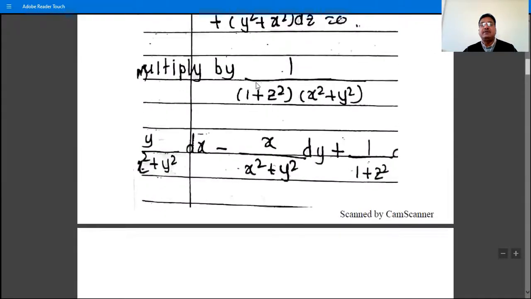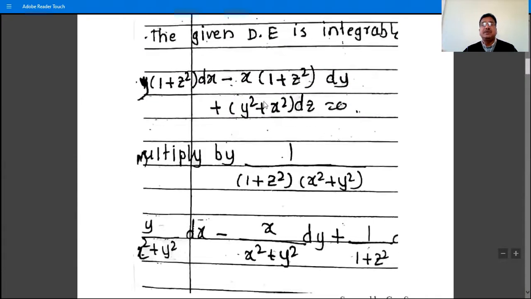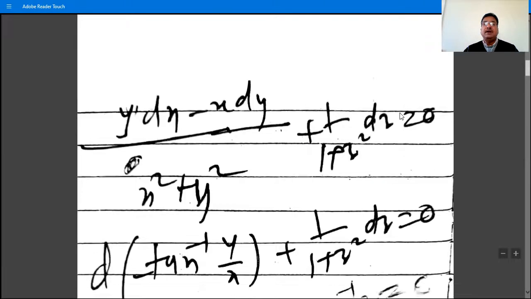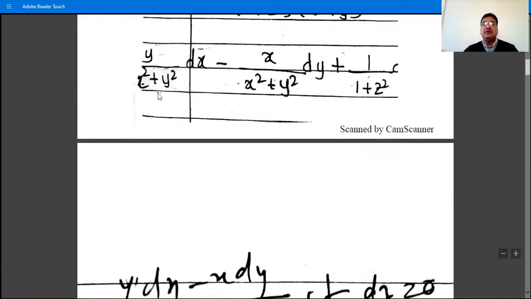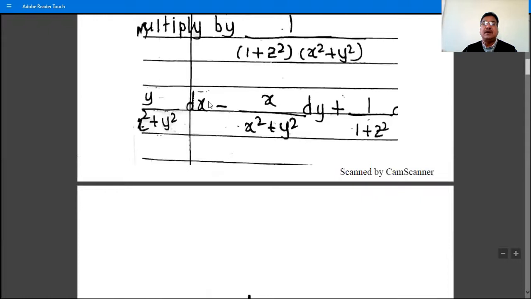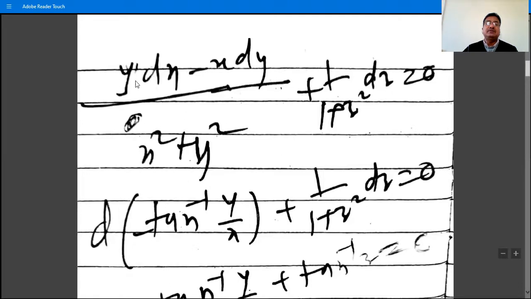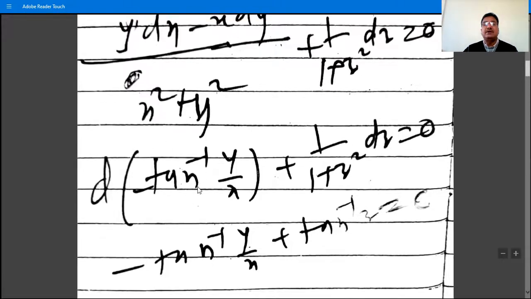The given differential equation is integrable if you divide by the factor 1 plus z square, x square plus y square. Then it becomes y by (x square plus y square) dx minus x by (x square plus y square) dy, plus 1 by z square dz is equal to 0. That is, the z variable is separable. So this is one variable separable. Here x and y are not separated variables, and that's why by using some tricks we adjust these two variables in such a way that we can integrate.